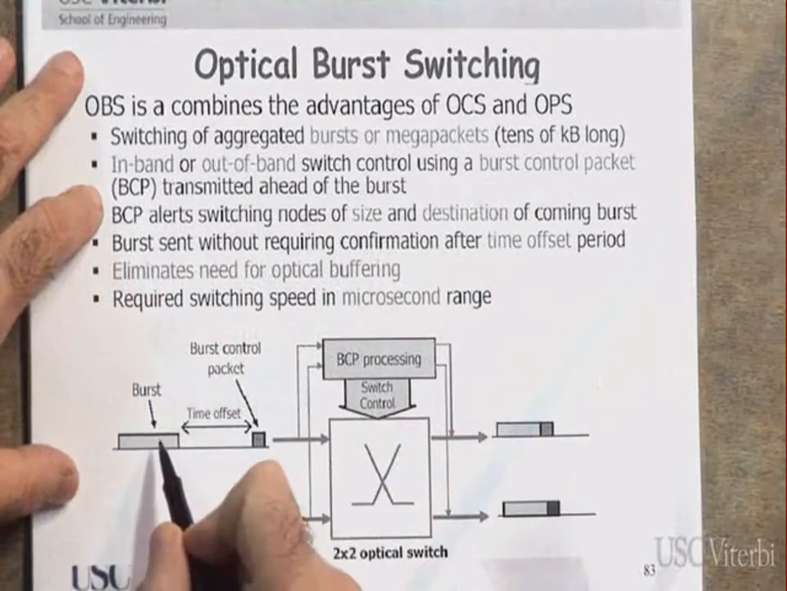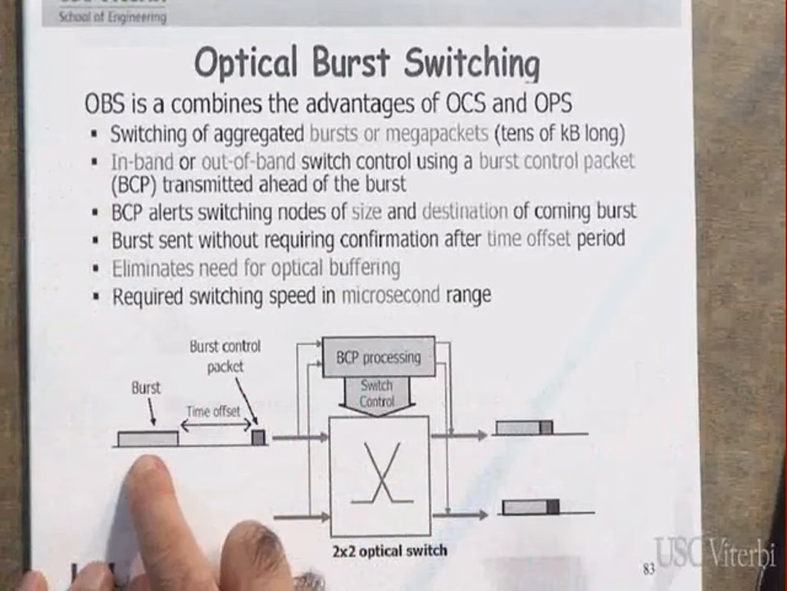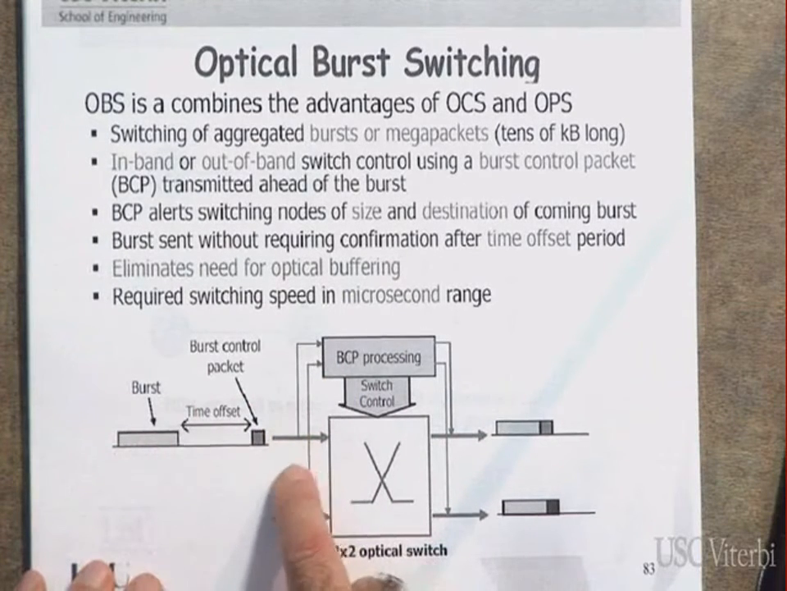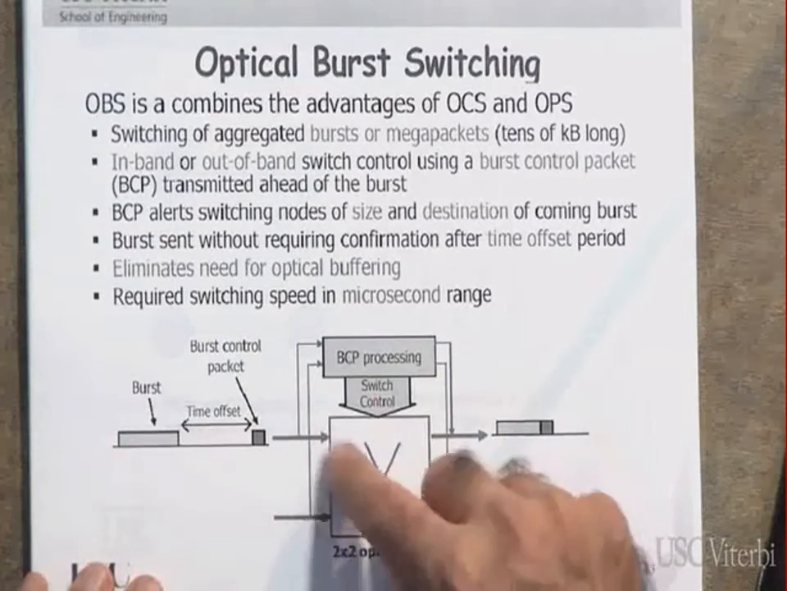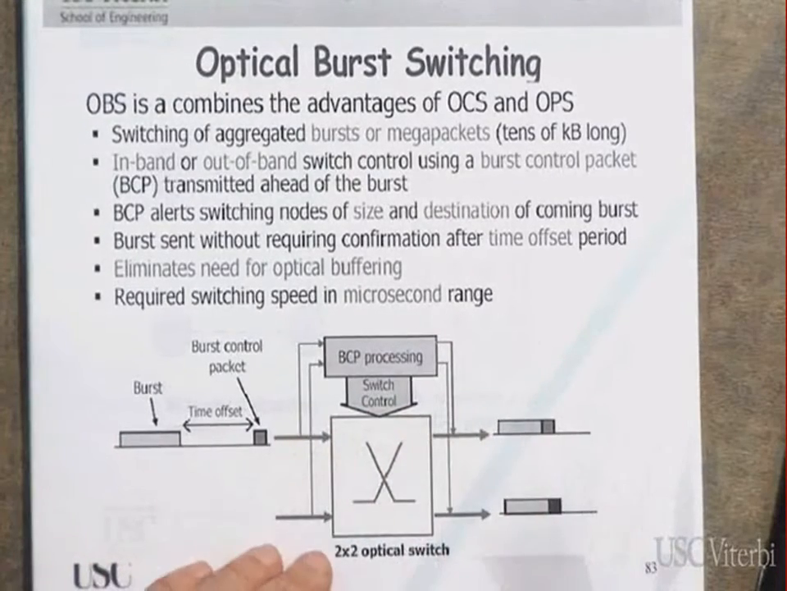You transmit this ahead of the burst to alert what the size is that is coming, and so on and so forth, so that you don't need to have a buffer. When the burst comes, the configuration is already set to switch it to the other side.